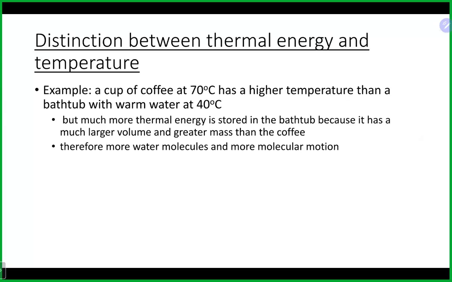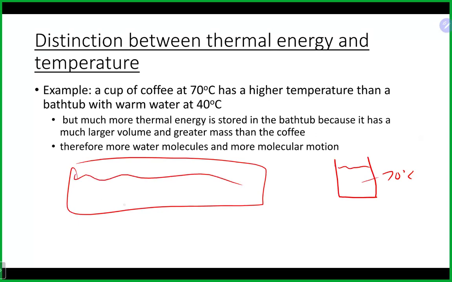Just to give an example, if you had a cup of coffee here at 70 degrees Celsius and a big old bathtub, terribly drawn here, at 40 degrees Celsius, it looks just like a bathtub. What we see here in terms of thermal energy is the bathtub would actually contain more thermal energy, because in a bathtub you have a lot more water molecules, so a lot more motion happening, even though its temperature is less than the smaller cup of coffee. In the coffee, you have a lot fewer water molecules moving, a lot less thermal energy. The coffee cup has a higher temperature because there are a lot fewer water molecules, so you will see a greater temperature change if you heated that, because there aren't as many water molecules to do so.